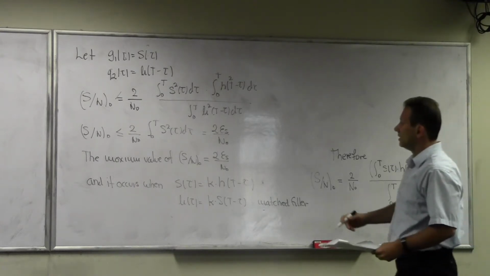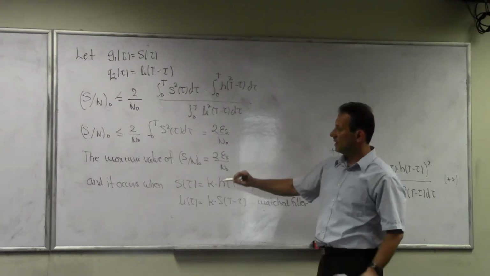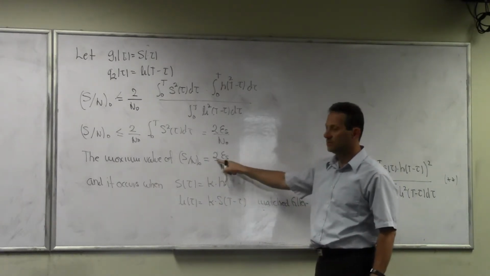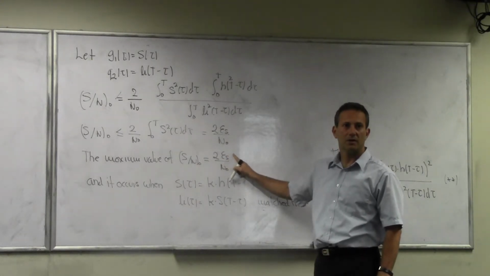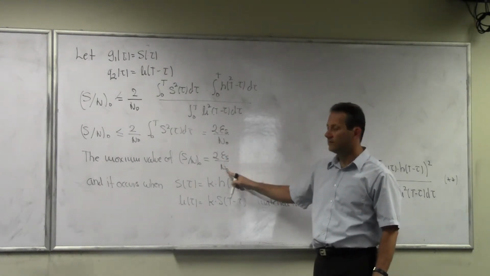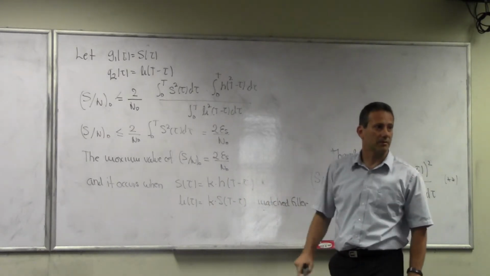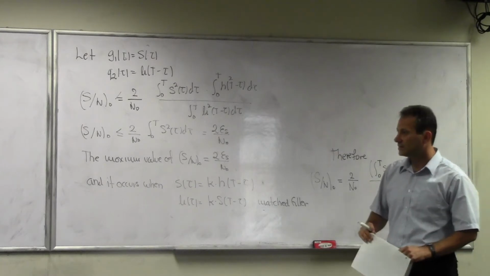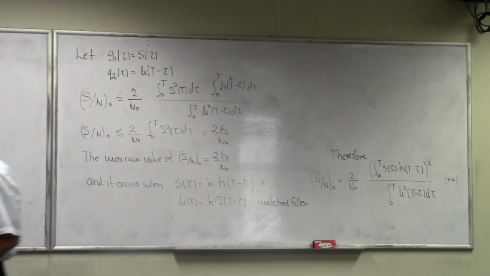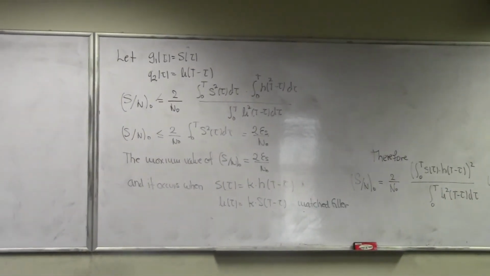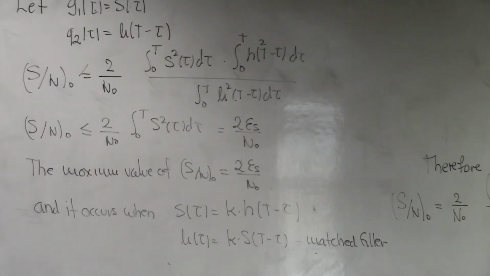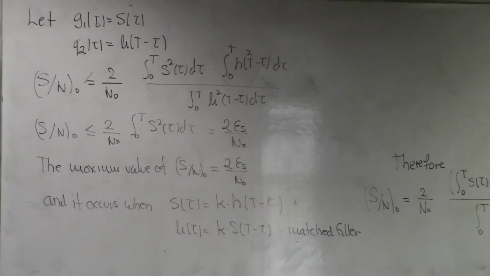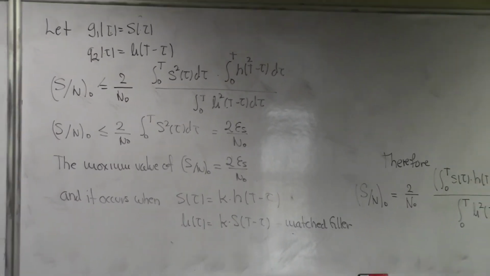And in all cases, if my filter is matched to the signal, the output signal-to-noise ratio is going to be 2 times the energy of the signal divided by the power spectral density of the noise. Okay, so that's a proof, right? Out of all possible filters that I can use to demodulate, the one that performs the best when it comes to the maximization of the signal-to-noise ratio is the matched filter.